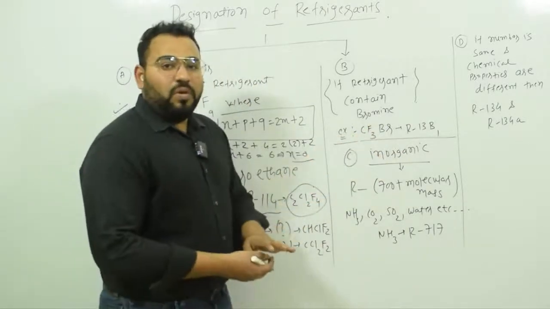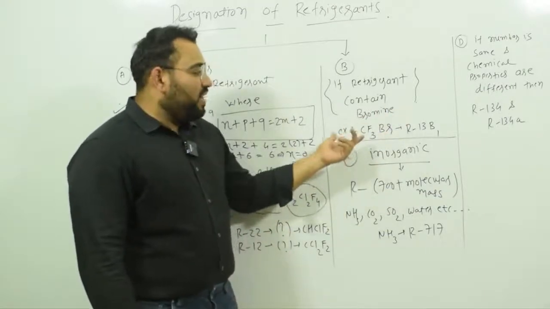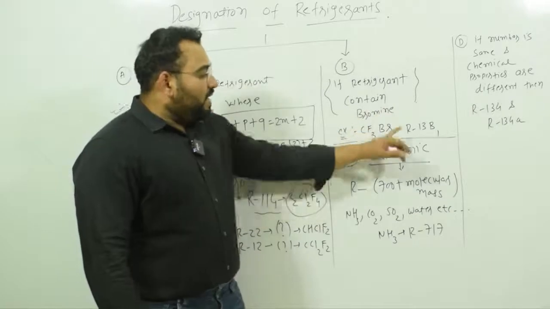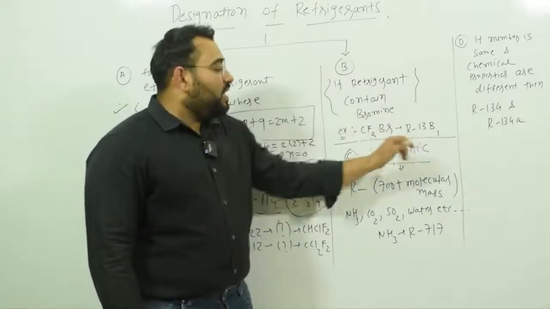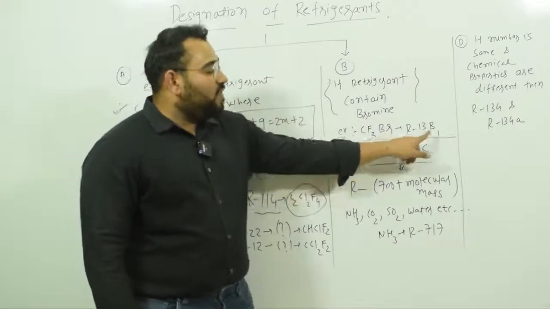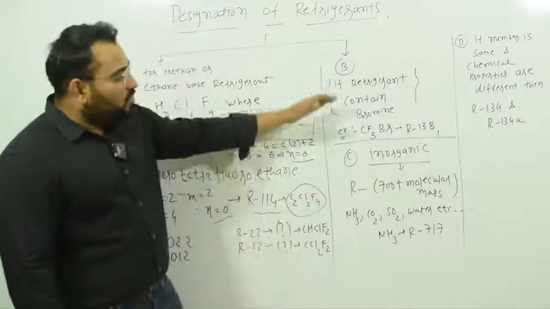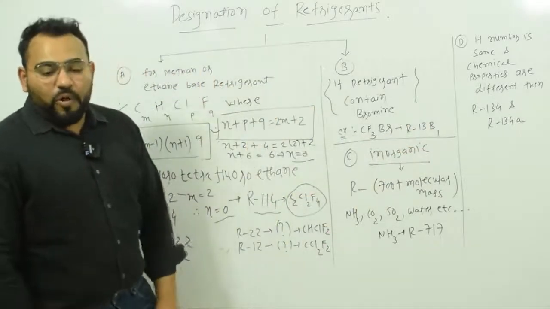First, what will you do? First, let's say you will forget the bromine atom. Here the CF3. Find out the refrigerant number. Now after finding the refrigerant number, let's say we have found the refrigerant number R13. Now here we know that it contains a bromine atom. How many atoms are there? 1. So we will just write B1. If there are 2, we will write B2. Okay, so this is how we have to do it if the refrigerant contains bromine atoms.